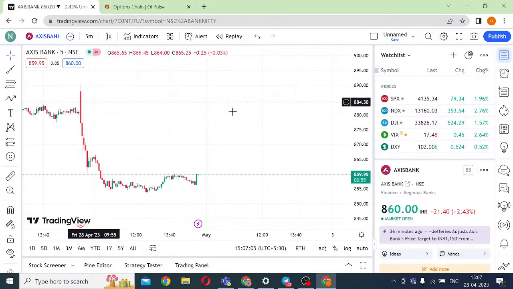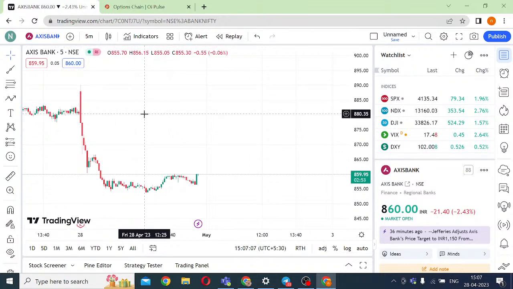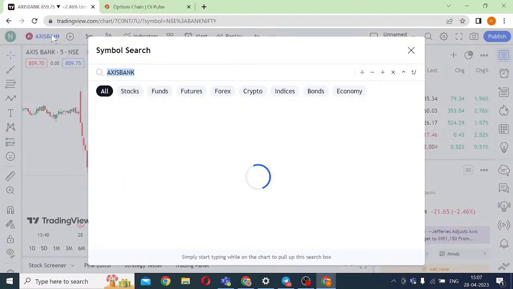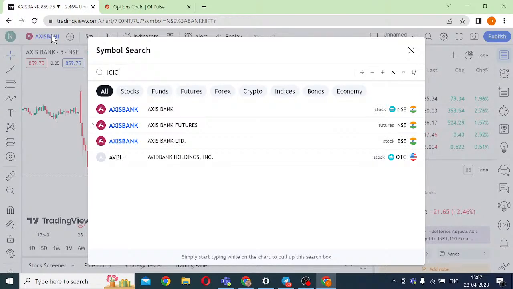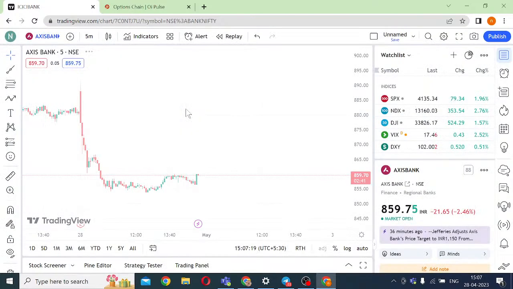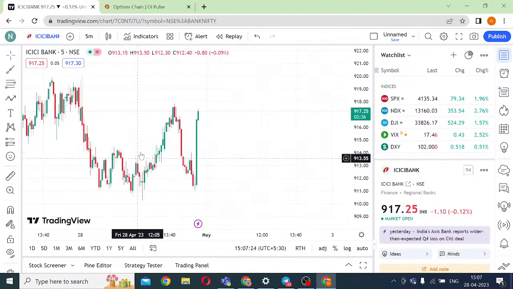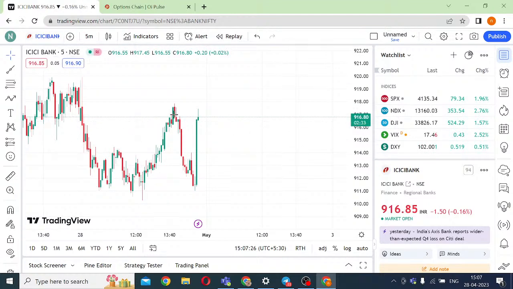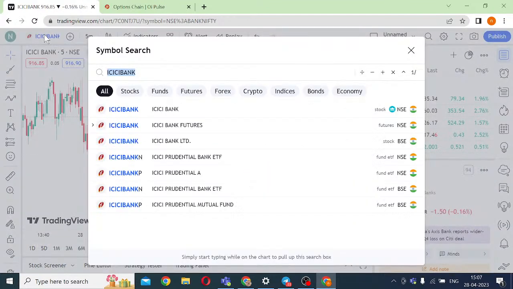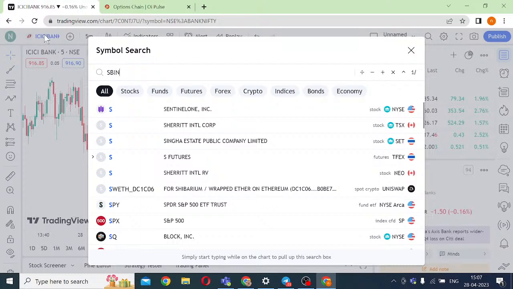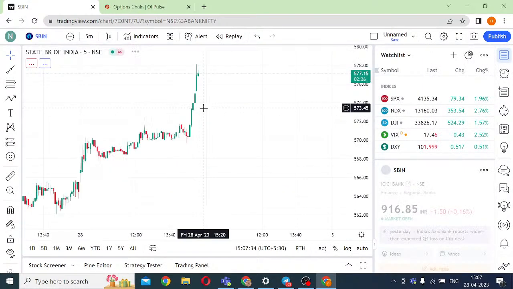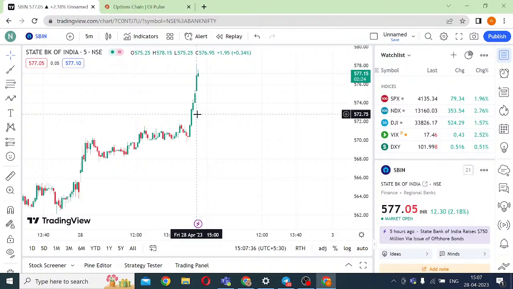So Axis, clearly in our analysis we had said, if it opens gap up, it will form a candle similar to HDFC where it will keep falling. I'll see ICICI. The chart looked best to me. ICICI, Kotak and SBI, they are looking very good on the charts. ICICI is recovering. I think it has to be SBI. Yeah, it's SBI. SBI has given a clear breakout.